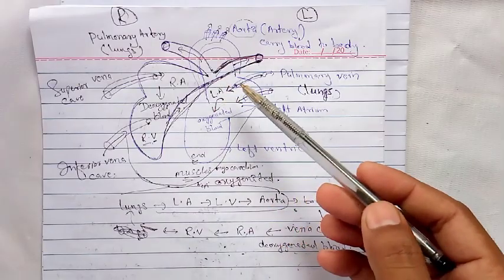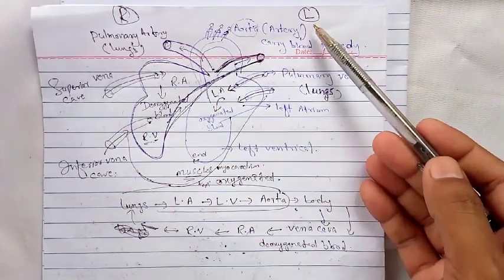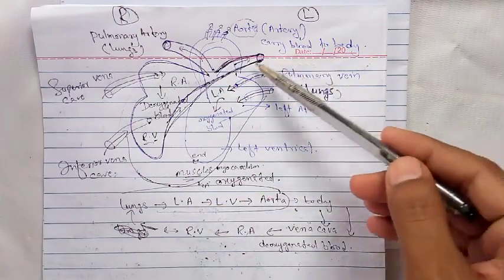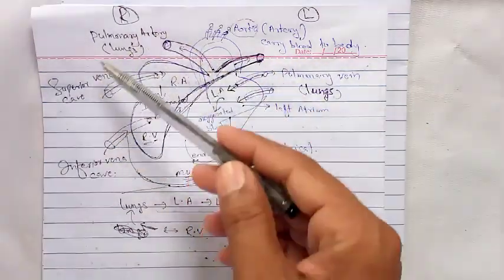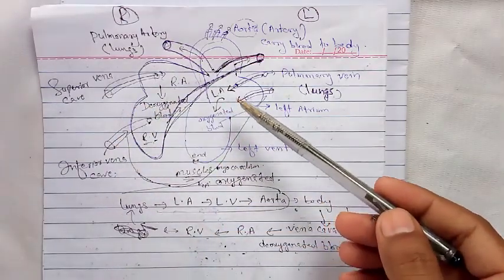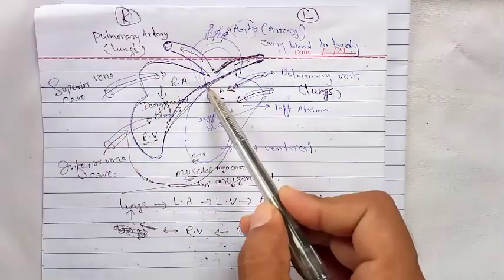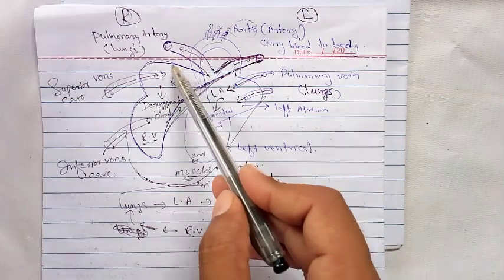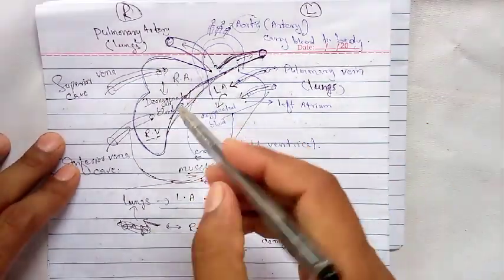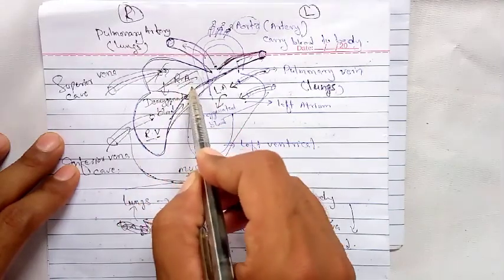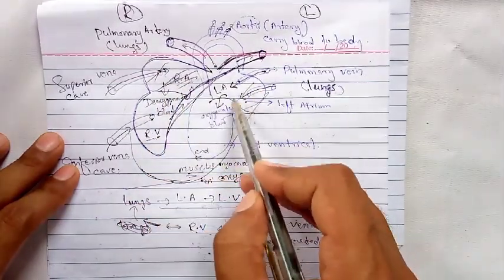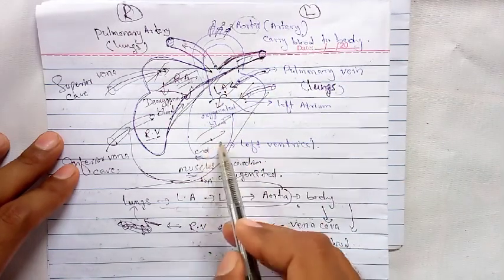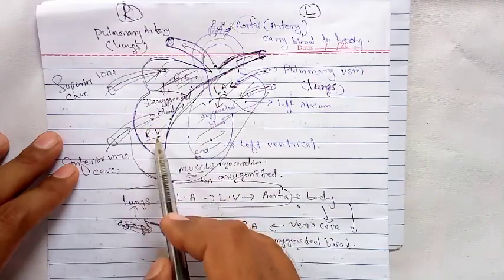The structure of the heart we can also discuss in a very simple way. This is the left side of the heart and this is the right side of the heart. Oxygenated blood flows along the left side of the heart, whereas deoxygenated blood flows along the right side. Here we have four chambers. This one is the left auricle and this one is the right auricle. Now this is the left ventricle, and this one is the right ventricle.